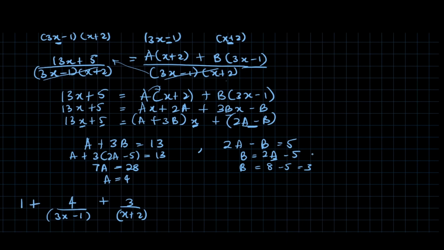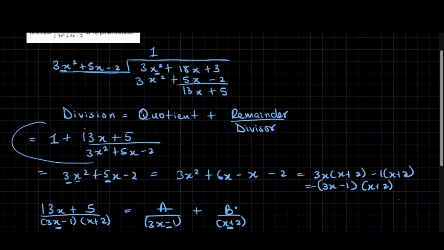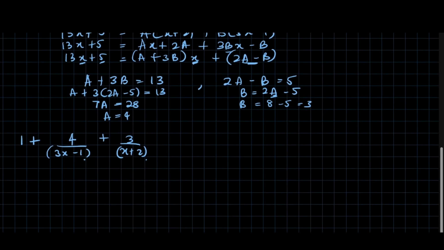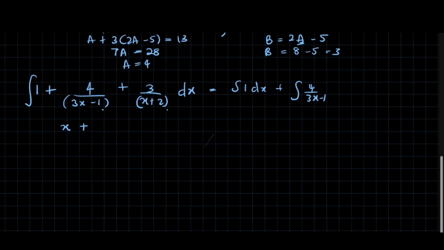Now that we have gotten the coefficients for the partial fraction A and B, the integral now becomes 1 plus this and this. Remember the initial equation had 1 plus. So we're simply going to integrate this now to get our final answer with respect to dx. Whenever you want to integrate things that are adding up, integrate them individually. So 1 dx plus the integration of 4 over 3x minus 1. The integration of 1 dx is simply x. The integration of 4 over 3x minus 1 is a bit tricky, let me show you.